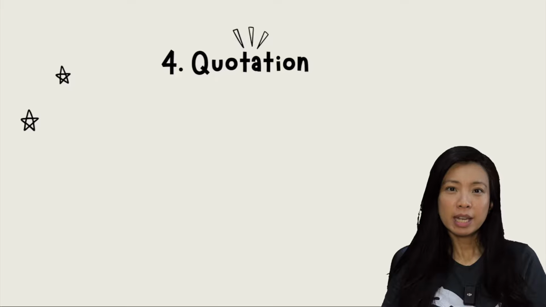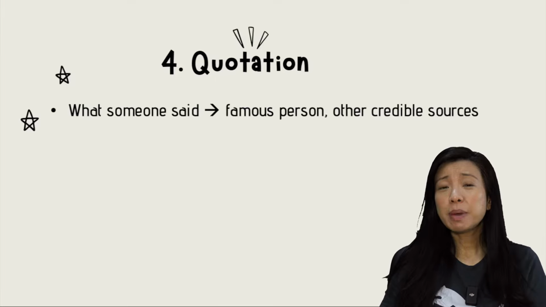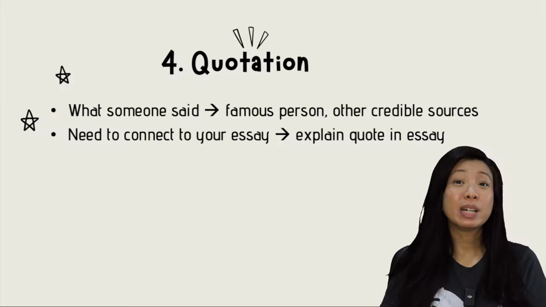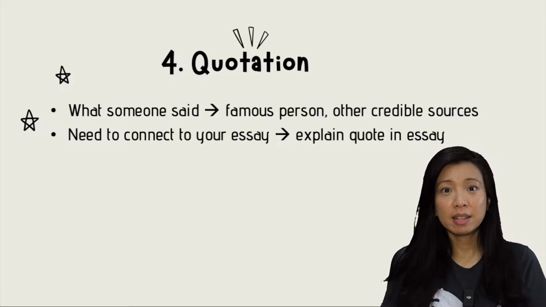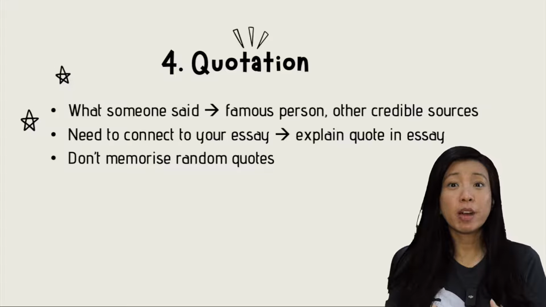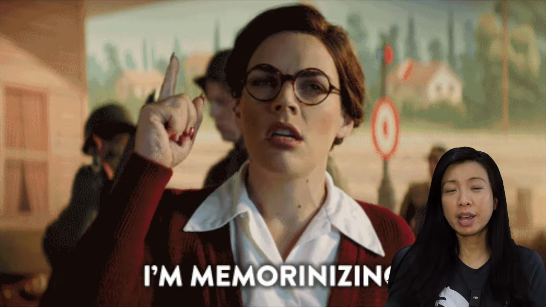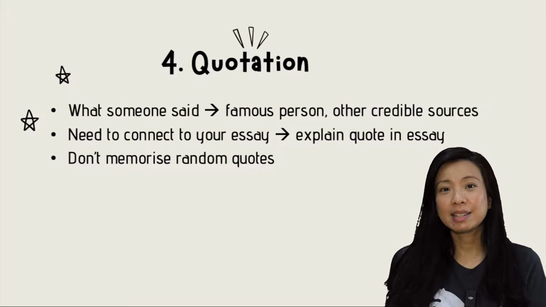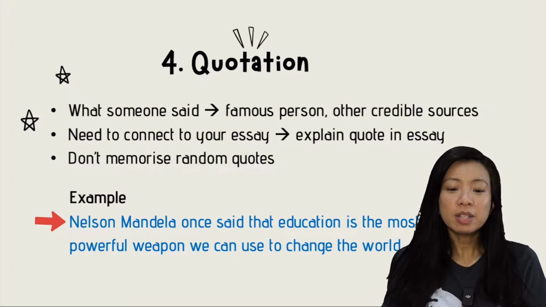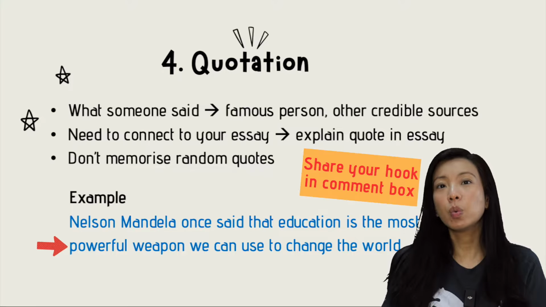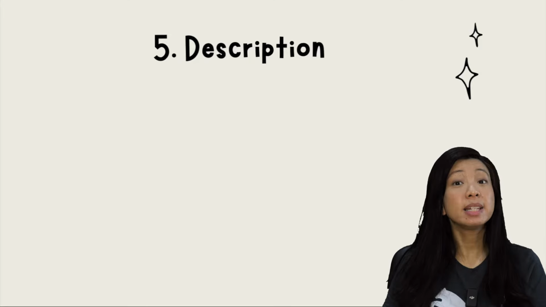The fourth type of hook is a quotation. A quotation basically is what someone said. It could be a famous person or other credible sources. However, it's very important that you connect your quote to the rest of your essay. You need to be able to explain your quote in your essay. I don't recommend that you just memorize random quotes and just plonk them into your essay, because your essay will end up becoming very disjointed and not really make any sense. Let's read this example. Nelson Mandela once said that education is the most powerful weapon we can use to change the world.